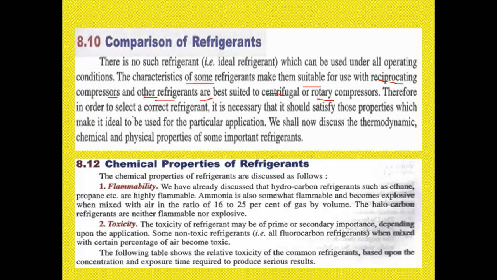The second one is toxicity, right? The second property is toxicity. The toxicity of a refrigerant may be of prime or secondary importance depending upon the application. Some are non-toxic refrigerants, such as fluorocarbon refrigerants, and others are toxic refrigerants.